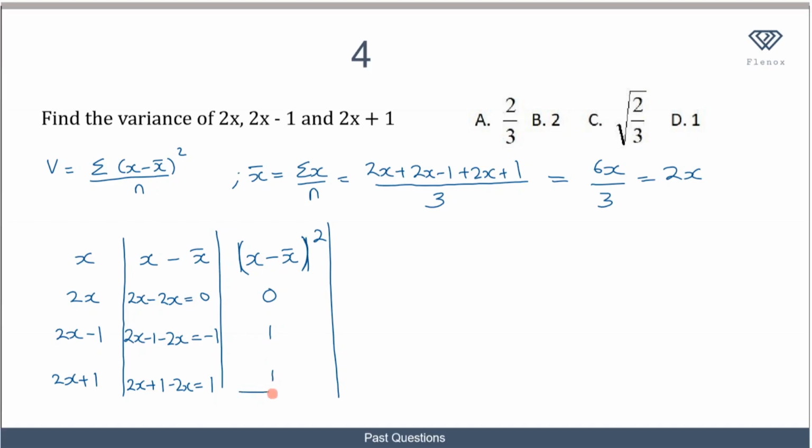And when I sum all this together, I get what? I get 2. So my variance will be equal to the summation of my x minus x bar squared, which is the sum of everything, equal to 2. And the total number in my distribution is just 1, 2, 3 numbers, so my n is 3. So my variance is 2 over 3, and that makes A the correct option.